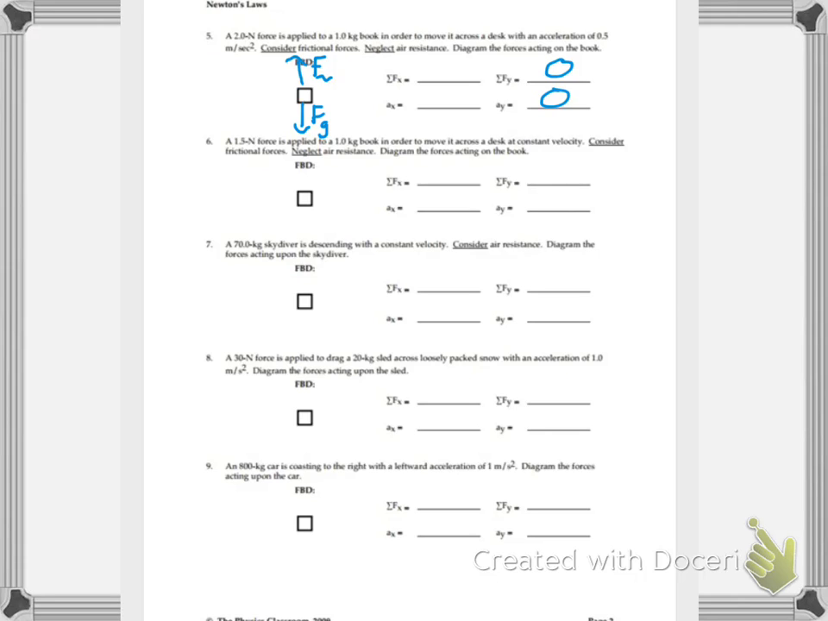So this one doesn't give a direction with which we're applying the force. So I'll have the applied force going to the right. We're considering friction, so we'll draw friction pulling back on it. So we have an acceleration in x, and it is accelerating what I have considered to be the right. So my acceleration here is positive 0.5 meters per second per second.